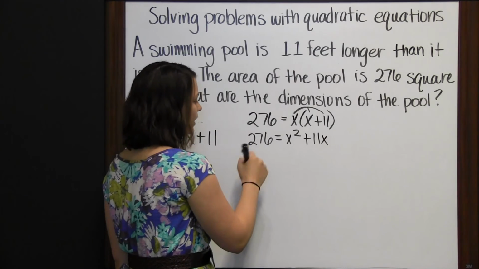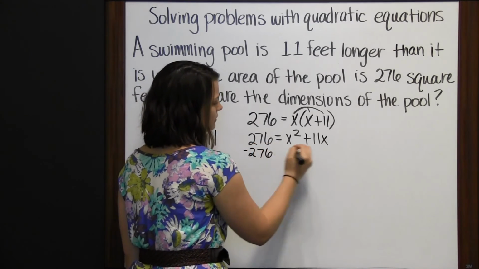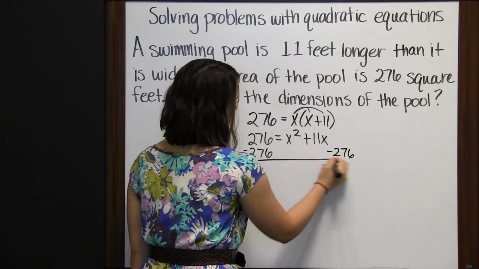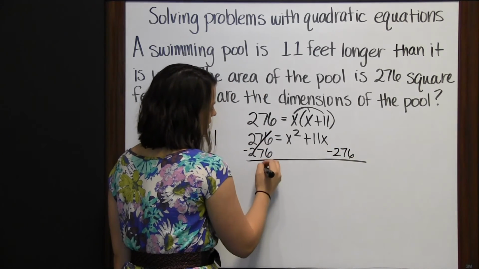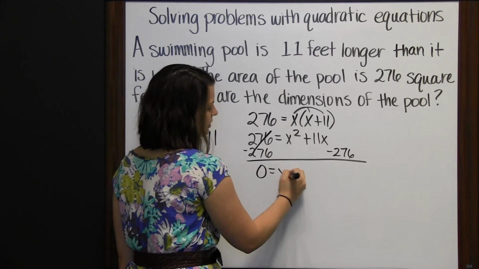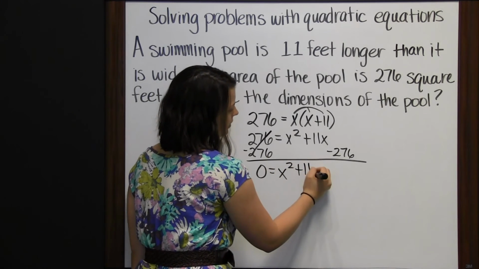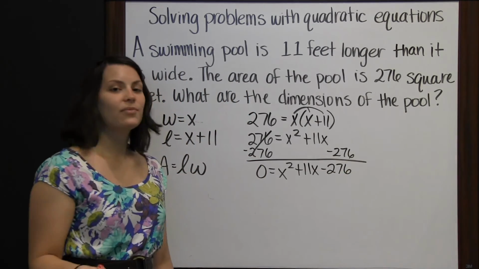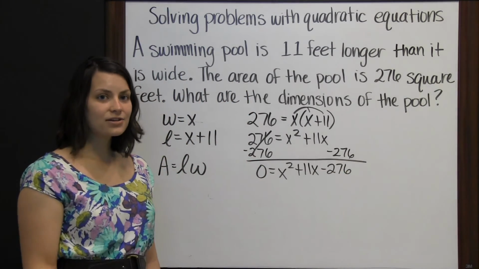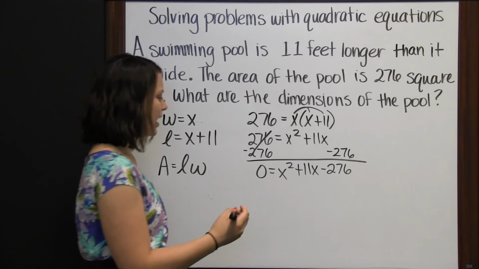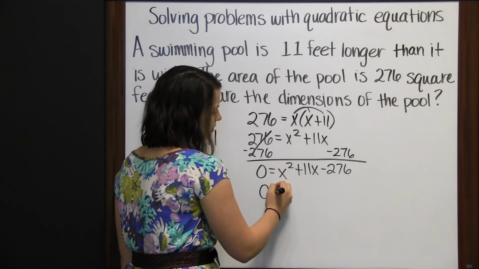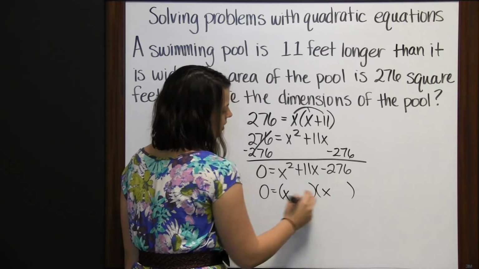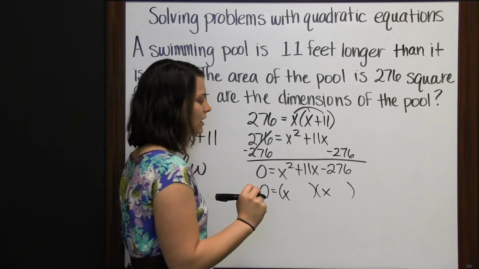If we subtract this 276 from both sides, then we get our standard quadratic equation. 0 equals x squared plus 11x minus 276. And now that we have that, we can factor it to find what x is. So 0 equals x and x, because when we FOIL, x times x gives us x squared.